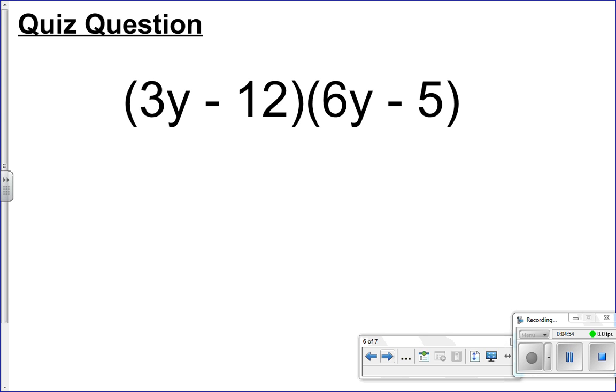And here's your quiz question. I want you guys to do this in your notebooks, and we will talk about this tomorrow. Try this, put this in your notebooks, and I hope you guys have a wonderful evening.